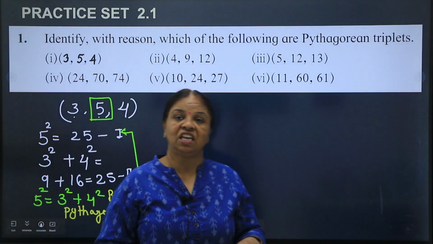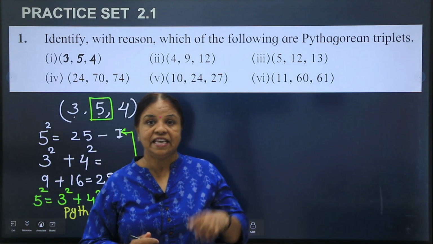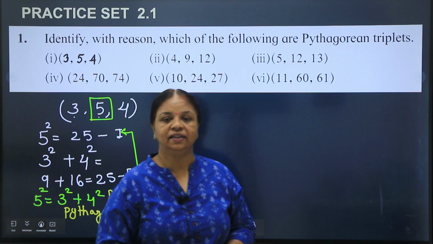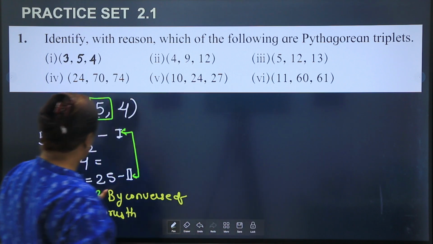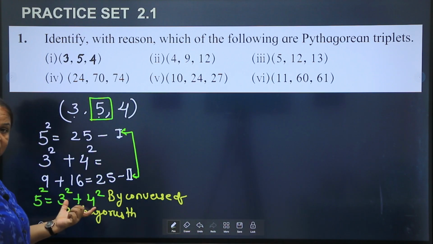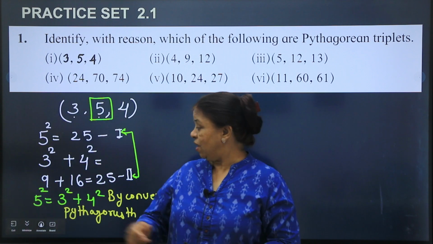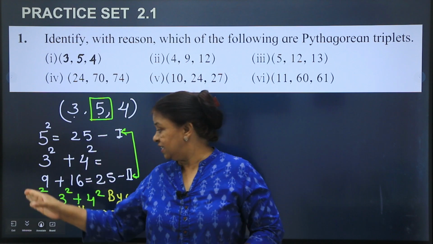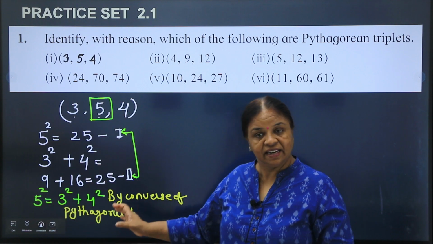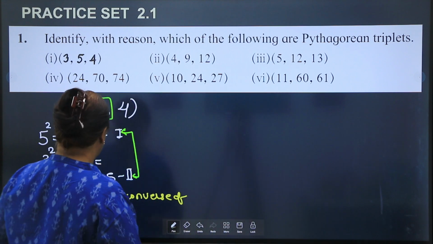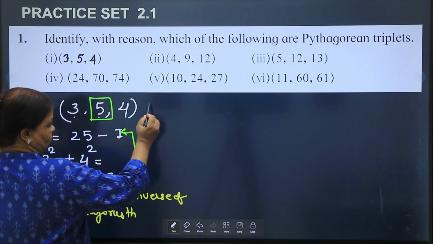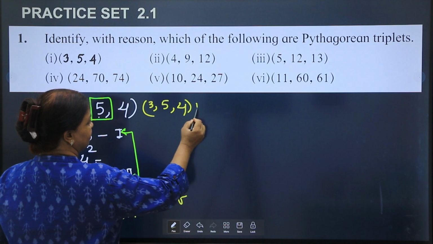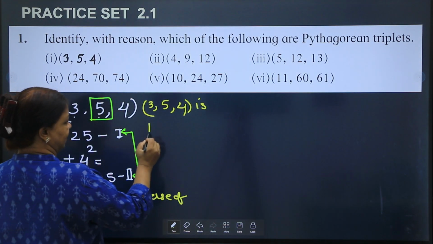Converse of Pythagoras theorem means if the sum of the squares of two sides is equal to the square of the third side, then that triangle is a right angle triangle, children. Means if the sum of the squares of two sides is equal to the square of the third side, then this is known as a Pythagorean triplet. This triangle is a right angled triangle. So, by converse of Pythagoras theorem, 3, 5, 4 is a Pythagorean triplet.